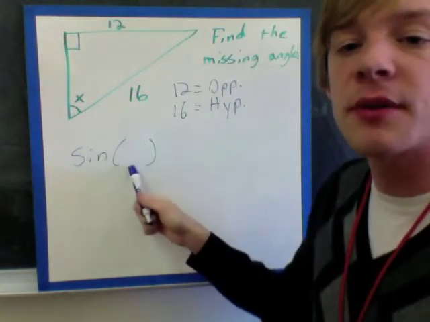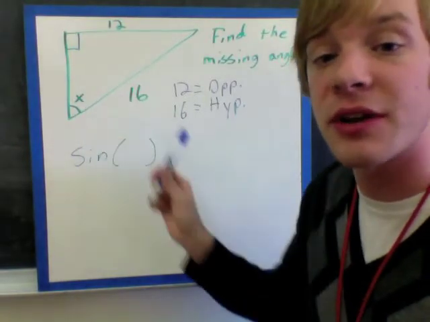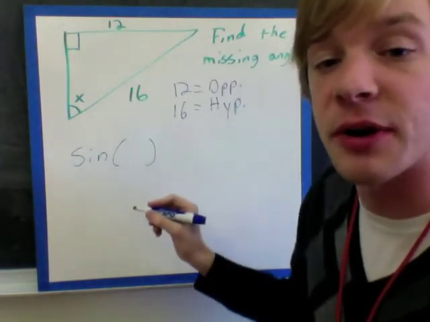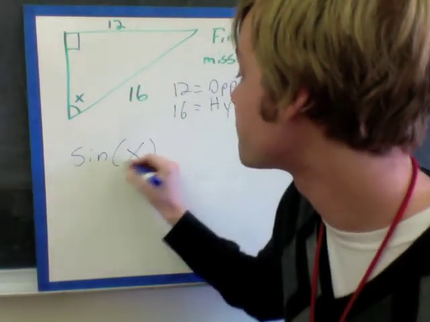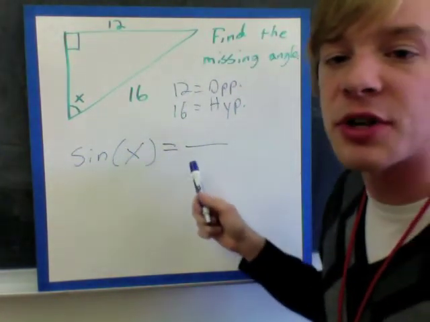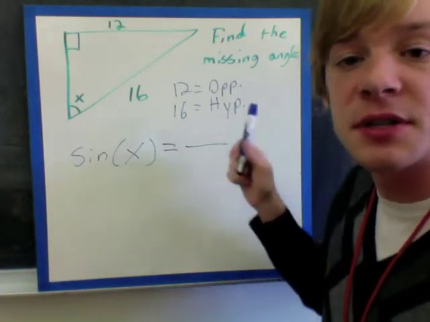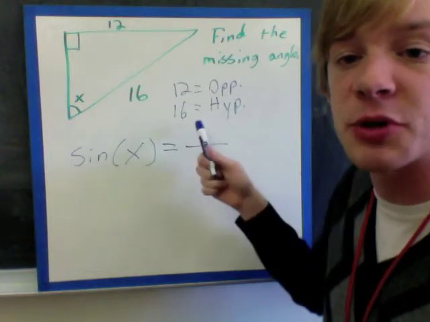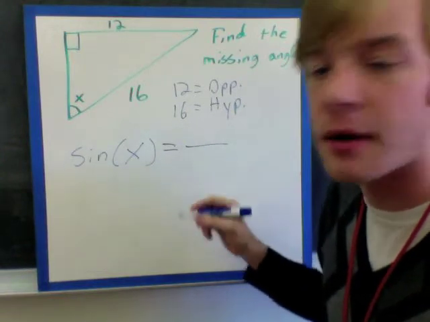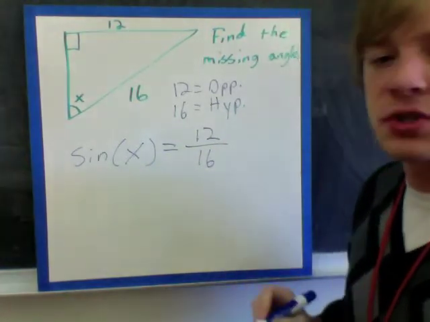Now we know that what goes inside the parentheses here should be our angle. Well, we don't know our angle. Our angle is x. So we're going to put x inside the parentheses. And we know we're going to have a fraction on the other side, and we see that sine is opposite divided by hypotenuse. So that means I'm going to put 12 on top and 16 on bottom. Just like that.